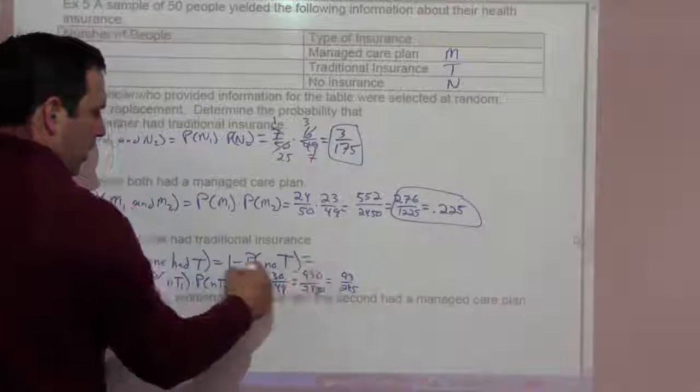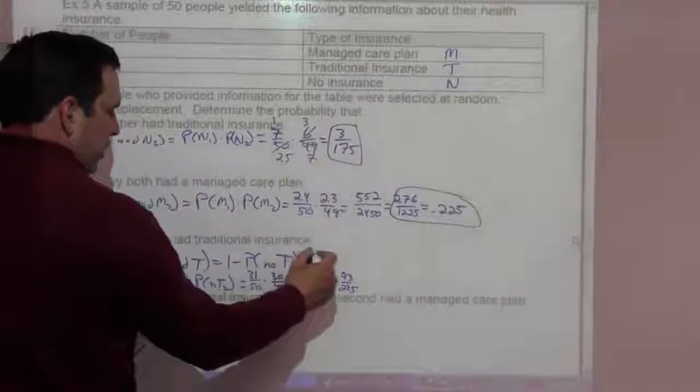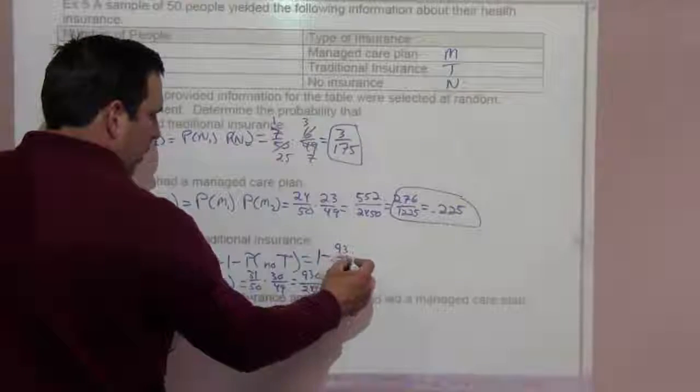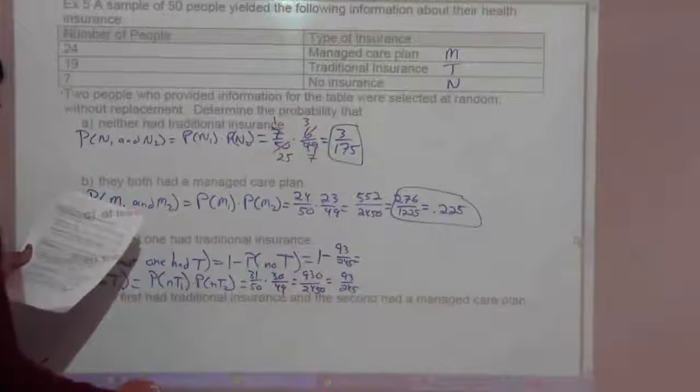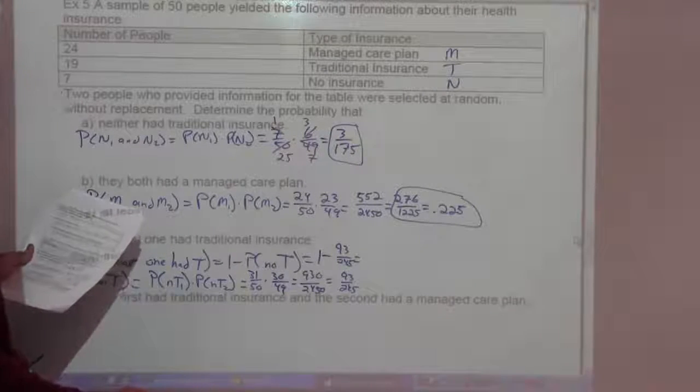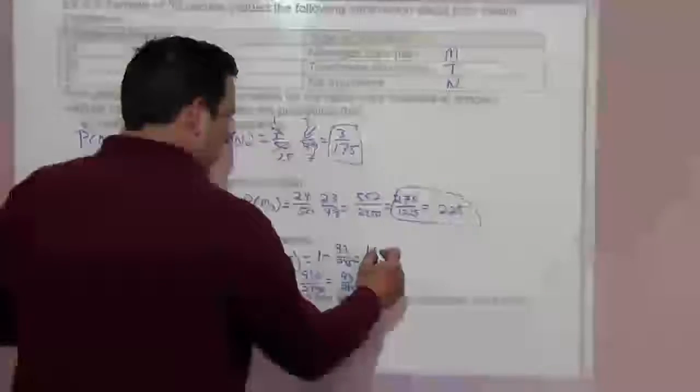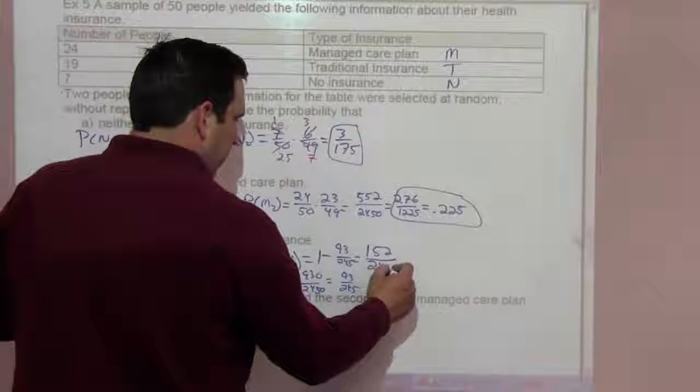Now, back to the previous one, 1 minus the probability of no traditional is 1 minus 93 over 245, and that is going to be 152 over 245.